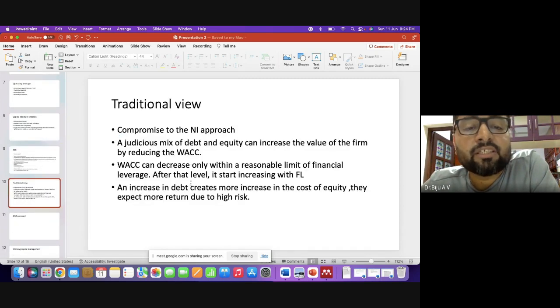And there is a traditional view, of course, which combines the net income and net operating approach. You start from the net income, and it shows that there is a judicious use of debt, right? After a particular point of time, if the company uses more debt, that is dangerous to the company. That will affect the overall value of the company.